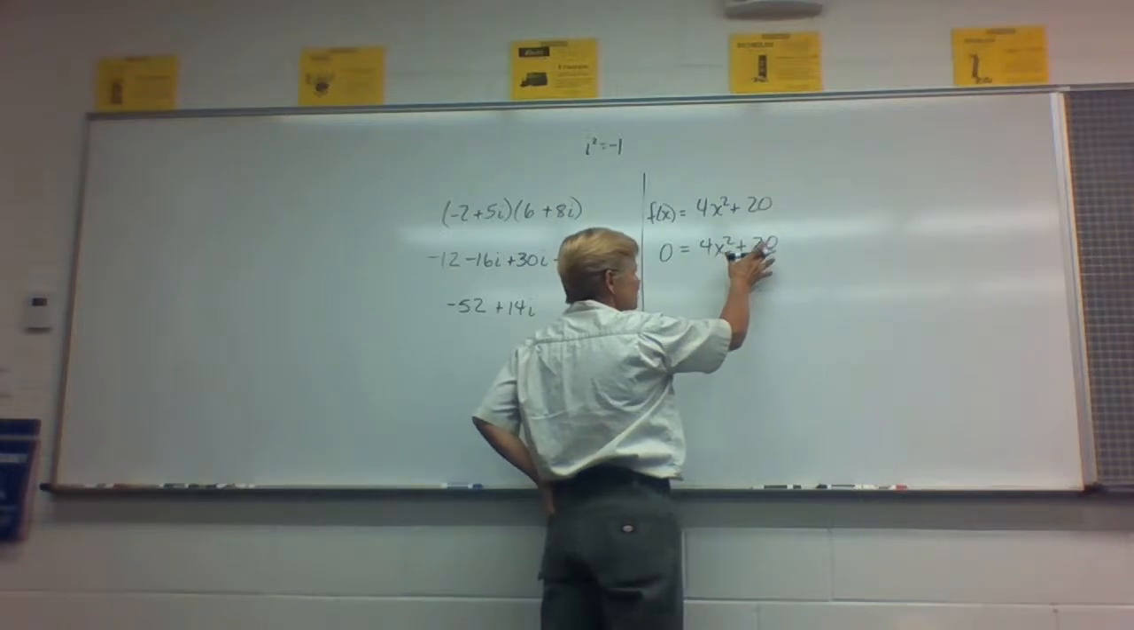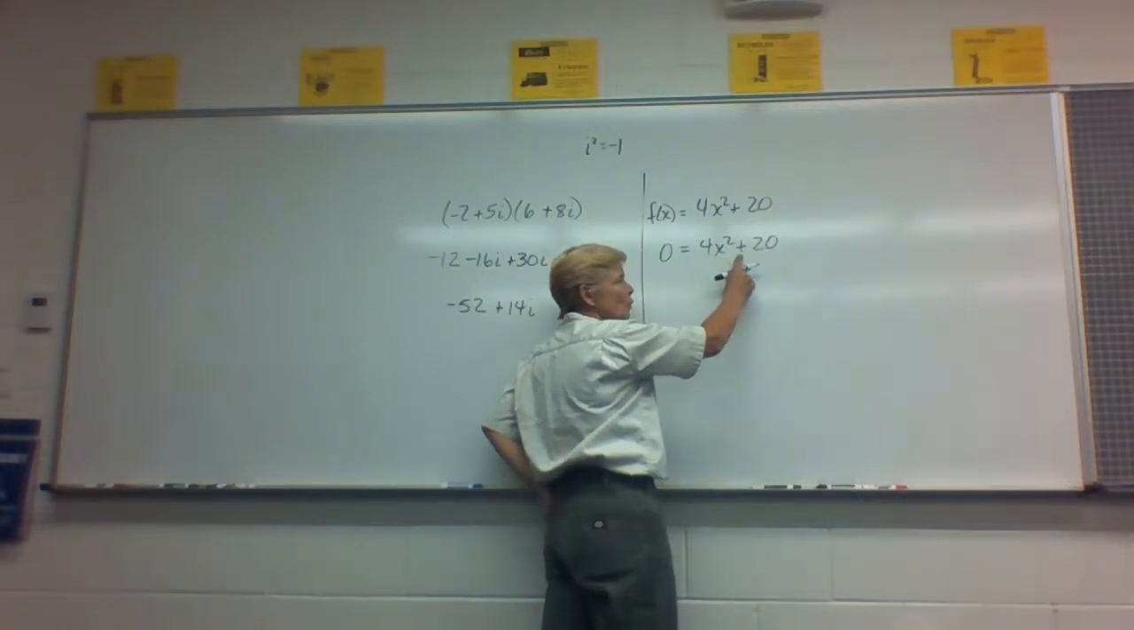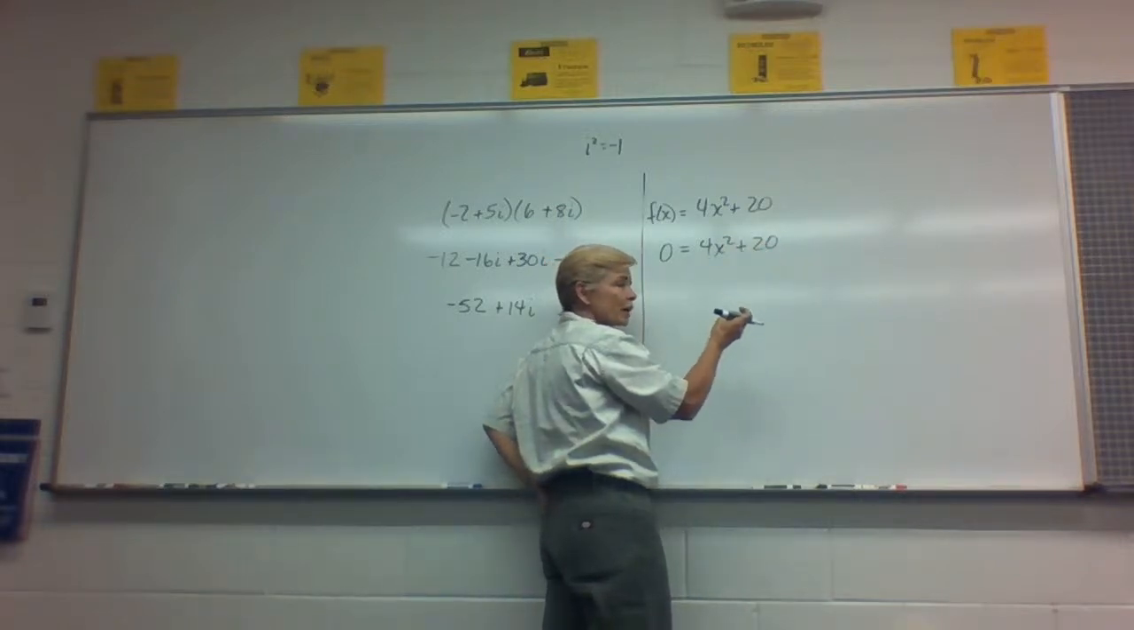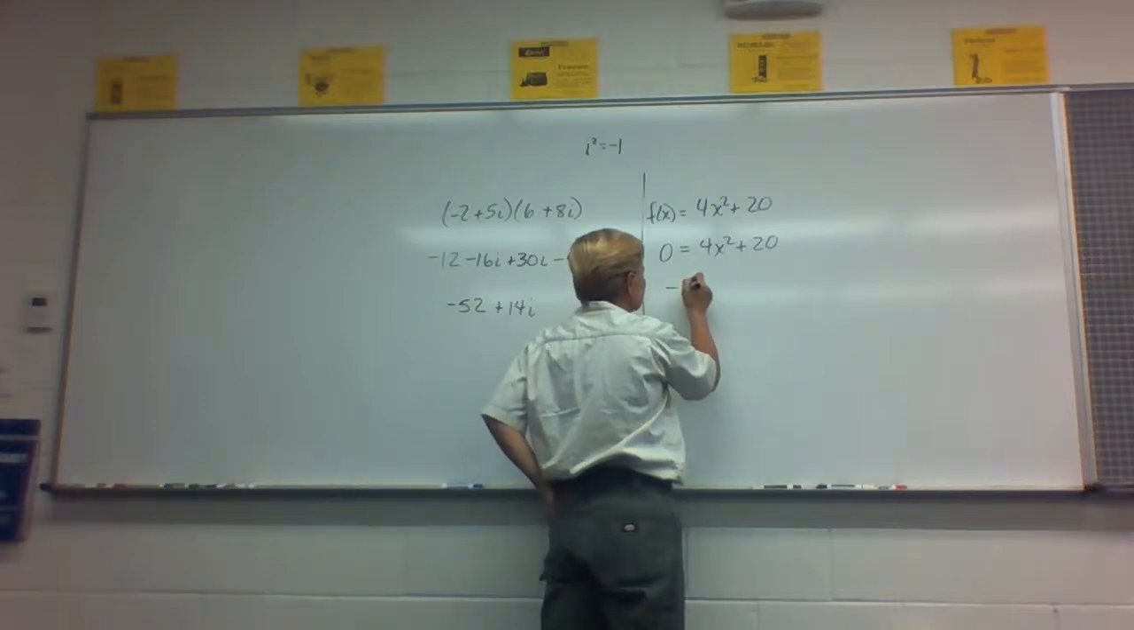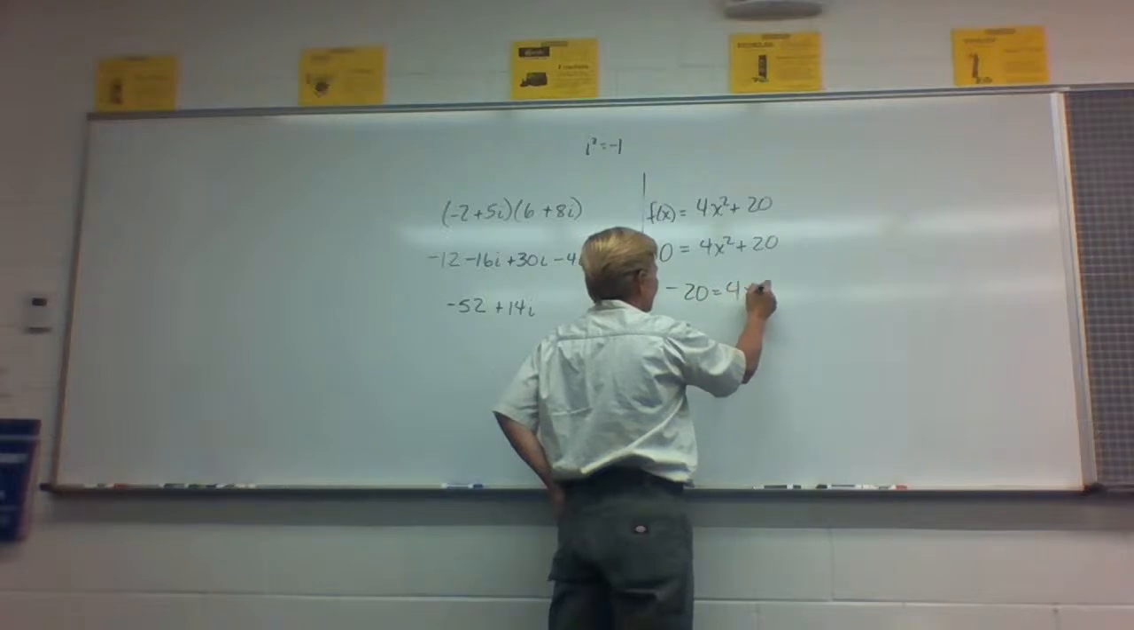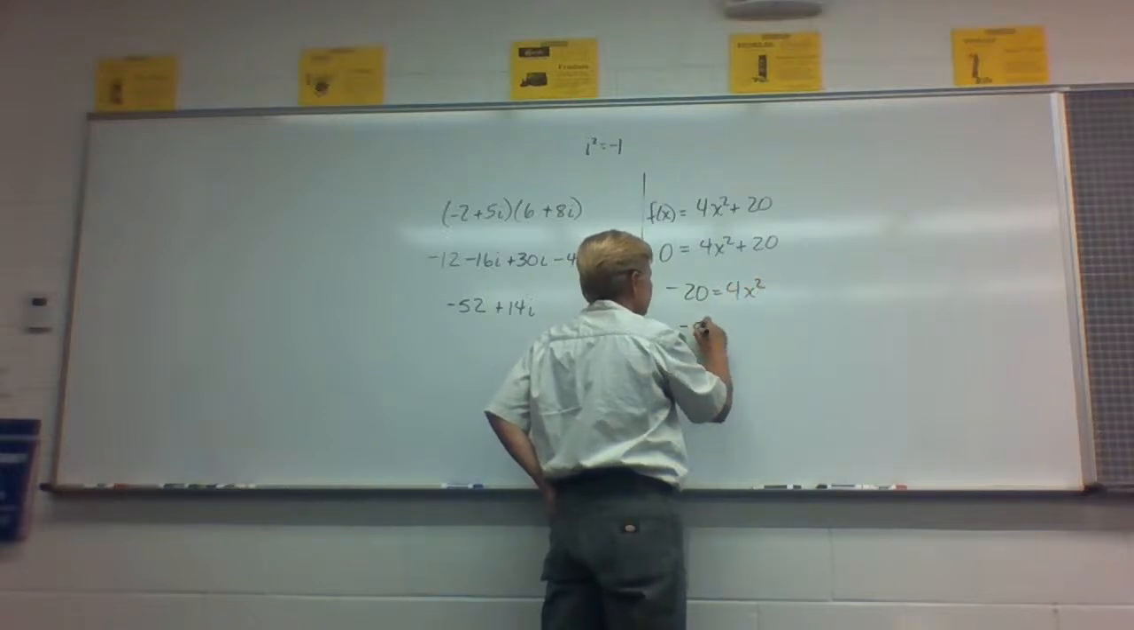So we go through the process. Oh, remember also that if there's no x term, then the method of extracting square roots is best. That's what I'm going to do. I kick the 20 over here. Then I divide by 4.